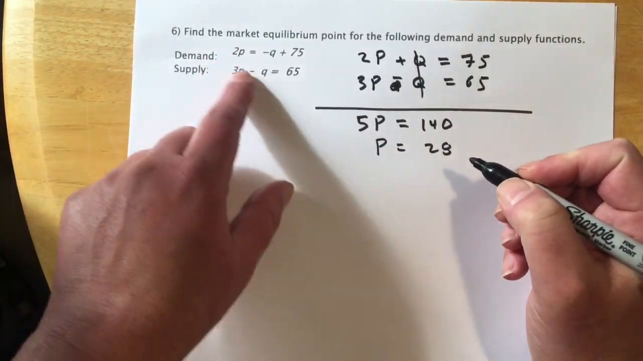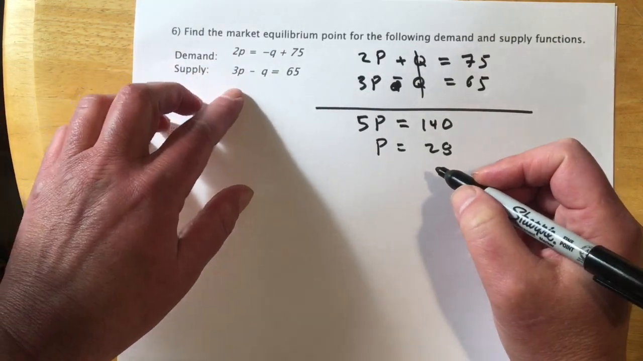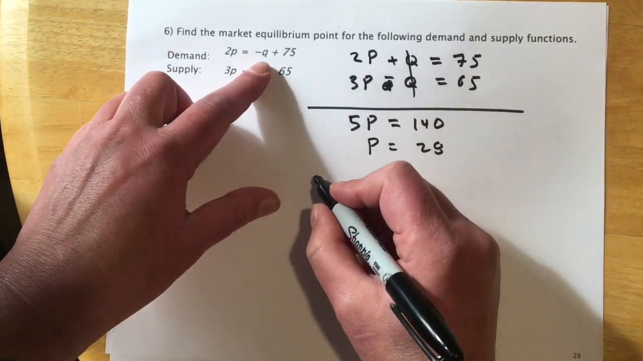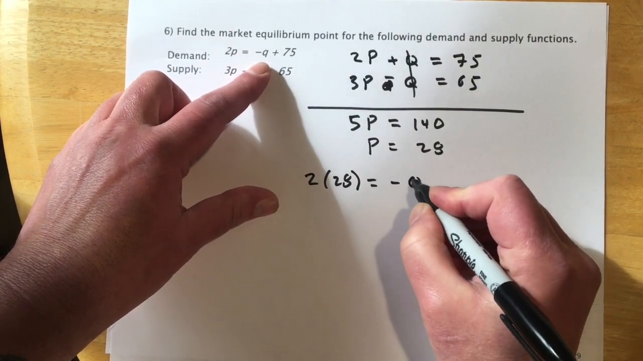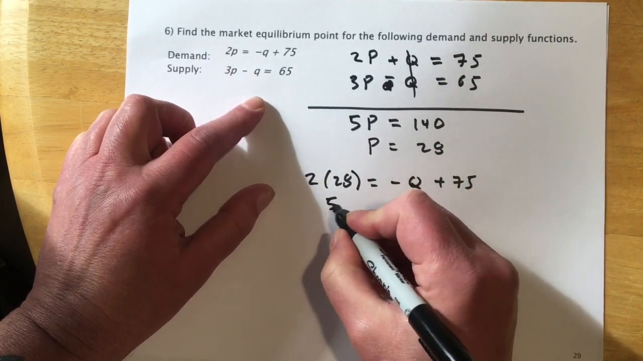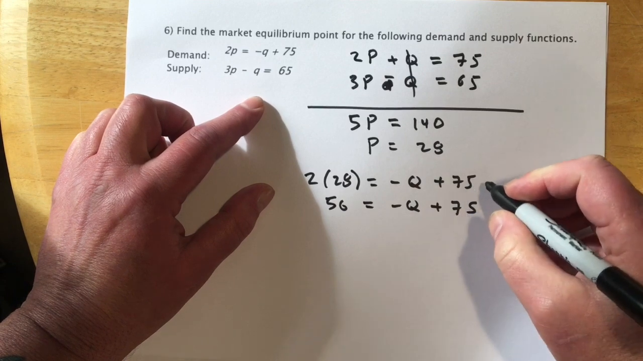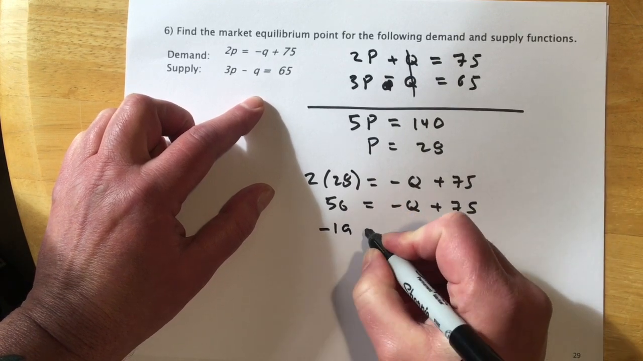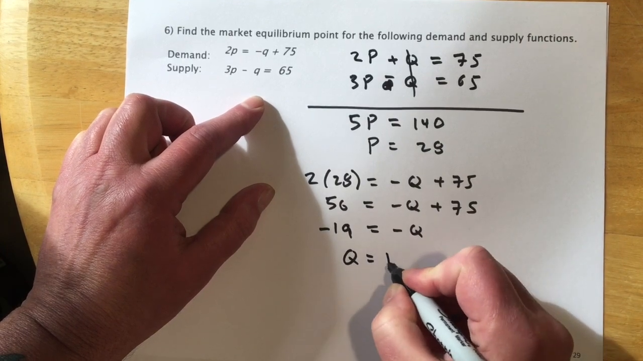And once I have that, I can plug it back into either of these and get the quantity. So 2 times 28 equals negative q plus 75. And so that's 56 equals negative q plus 75. And I'll bring that over. Negative 19 equals negative q, so q is 19.